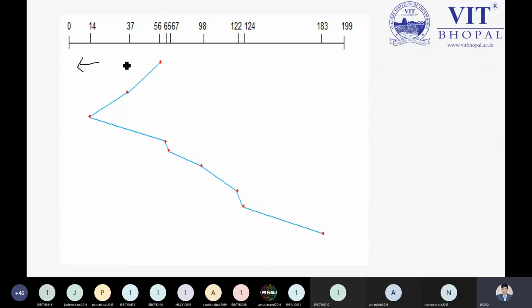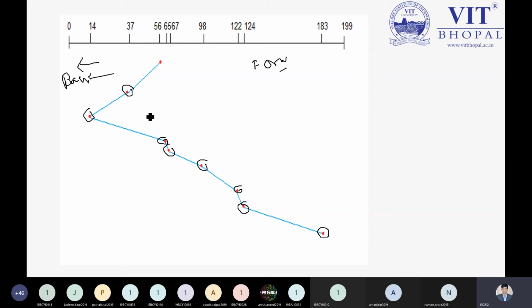Starting at 56, in the SCAN algorithm please keep in mind you have to go first in the left direction, which is truly the back direction, the backward direction, and this is undoubtedly the forward direction. So on the left or back side we need to go first from 56, to the closest value which is 37, and then 14. Then we need to go in reverse to cover the rest of the requests: 65, 67, 98, 122, 124, and then 183.